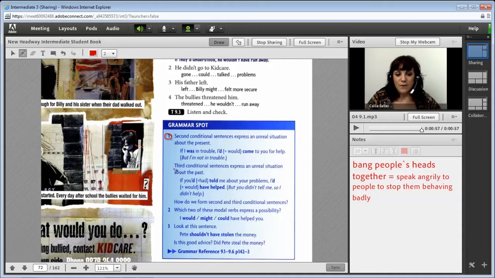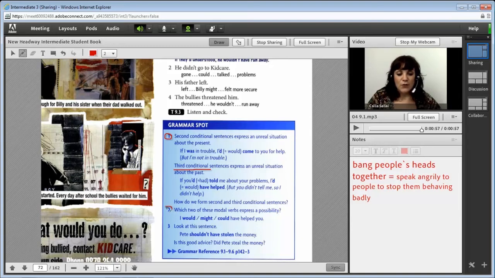And then we have the third conditional that we have just mentioned. Third conditional sentences express an unreal situation about the past. If you'd told me about your problems, I'd have helped you. But you didn't tell me, so I didn't help. So after if, we use the past perfect, which is the helping verb had, plus the past participle of the verb, and then would have, and again the past participle of the verb.